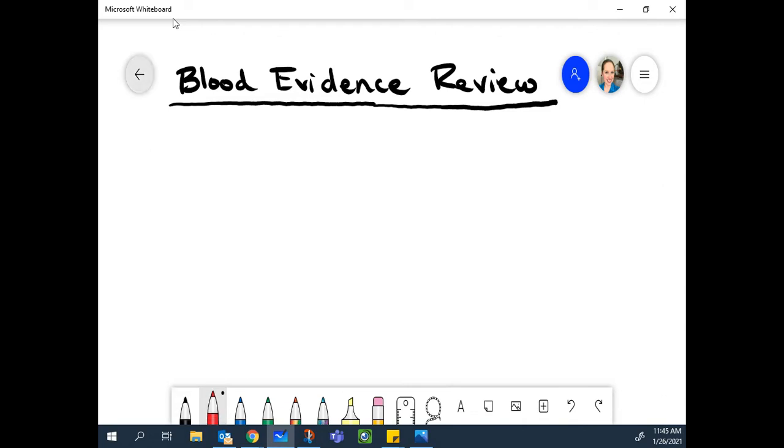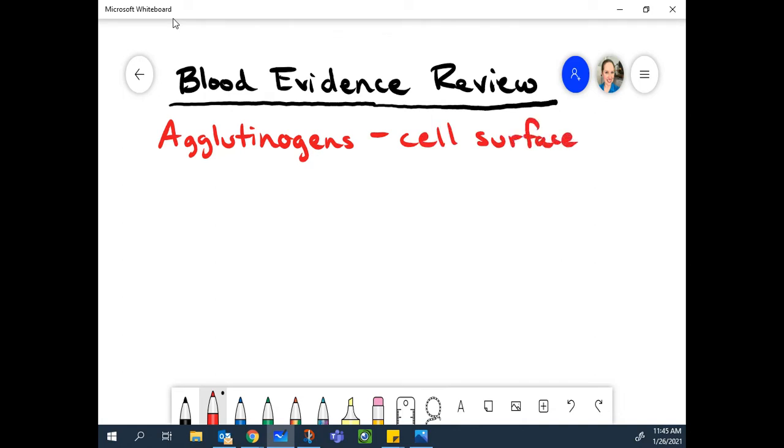All right, so we were talking about the parts of blood. We know that we have the red blood cells, white blood cells, plasma, and the platelets. The red blood cells we've been spending a lot more time on than any of the other parts of the blood because they have those special proteins on the outside called agglutinogens. They are cell surface proteins that we find on the red blood cells.